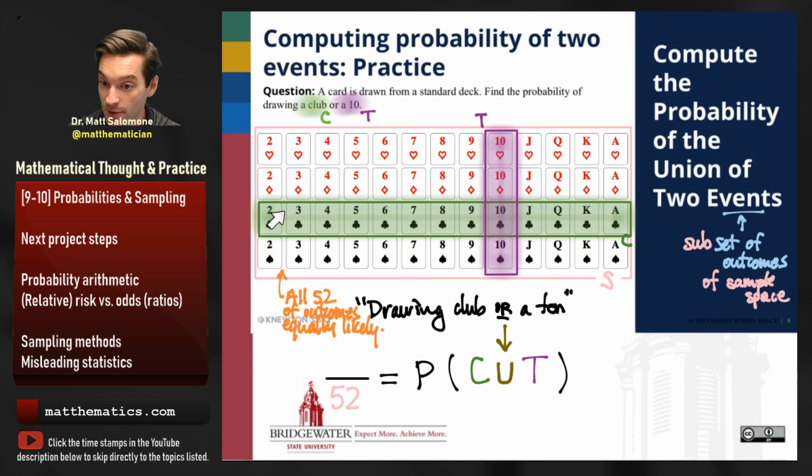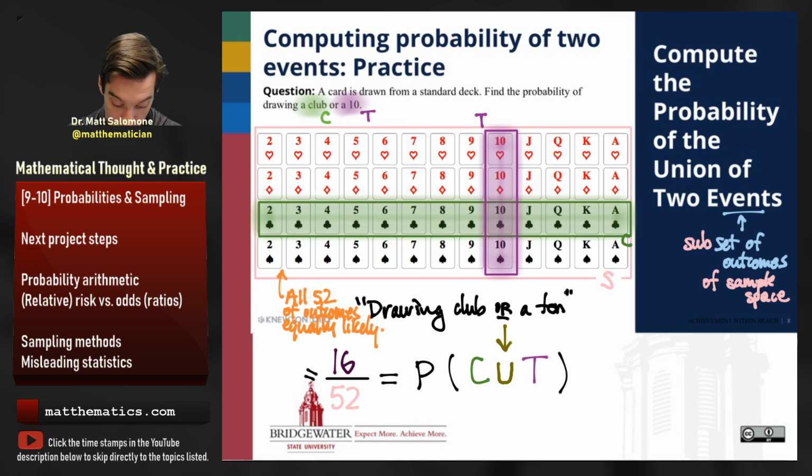And then I just have to count how many cards there are in the union of my green set and my purple set. That would be 1, 2, 3, 4, 5, 6, 7, 8, 9, 10, 11, 12, 13, 14, but I don't count this card because I've already counted it, 15, 16. So there's a total of 16 cards that are in the union of my two sets. And so this probability ends up being 16 out of 52 as a fraction.